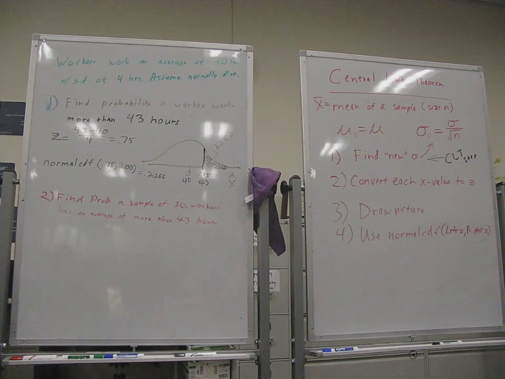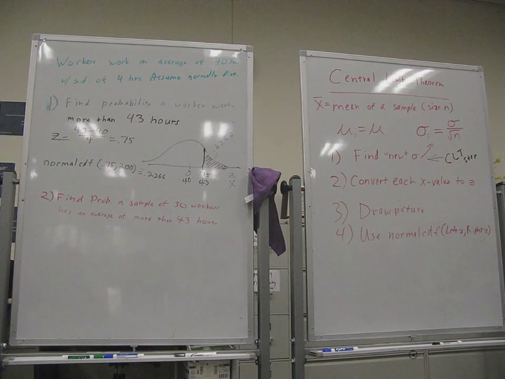Okay, let's go ahead and go over this. All right, so probably a sample of 30 workers has an average of more than 43 hours. There is a mean in this. There's a sample size. I have an n. Do you guys see my n? What's my n? 30.